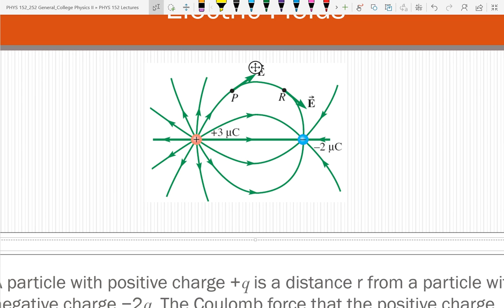First thing you notice is that the electric field lines are going out of the positive and into the negative. We've already talked about it, and it's a rule. It is a strong, fast rule. Electric field lines always go out of positive charge, always go into negative charge. And the number of field lines that go out or come in is proportional to the charge.